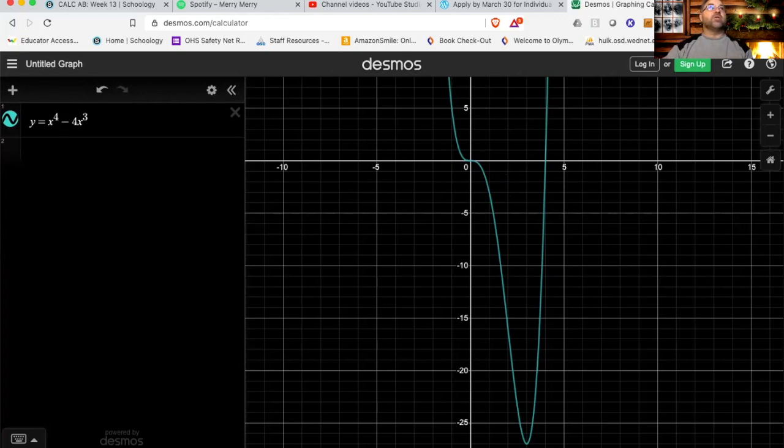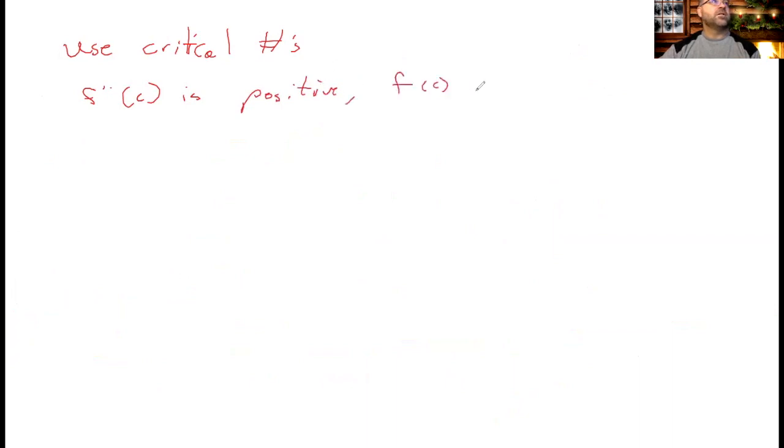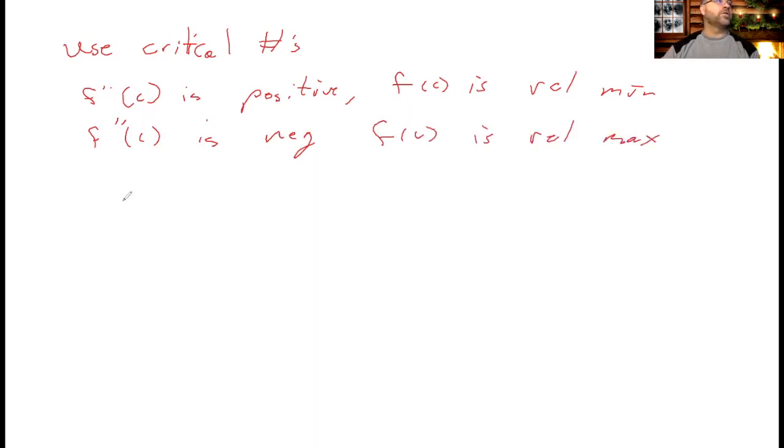It tells you just exactly what we were just saying, that if you are looking at your critical numbers from your first derivative, okay, use your critical numbers. And then say, well, if f double prime of c is positive, then f of c is a relative min. Okay. If f double prime of c is negative, then f of c is a relative max. There is one other possibility. If f double prime of c is 0, the test fails.